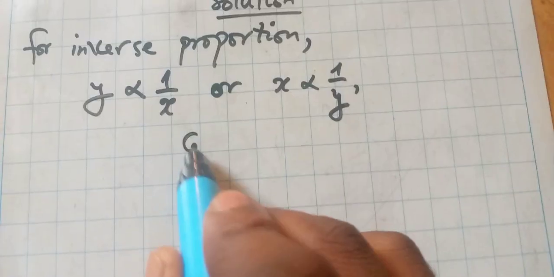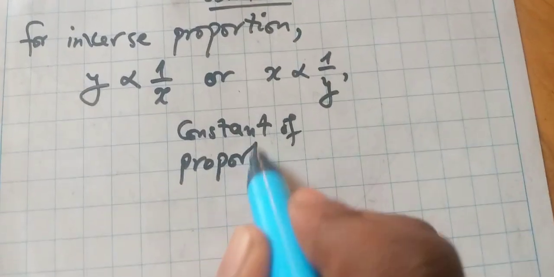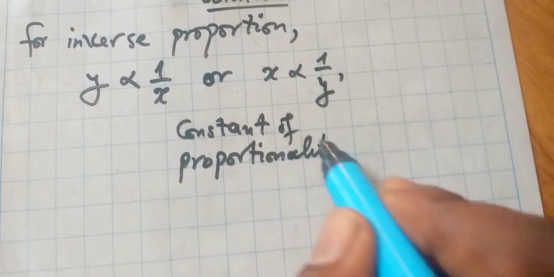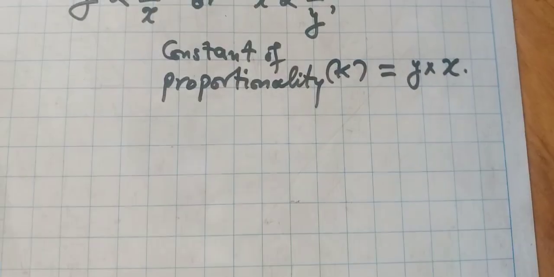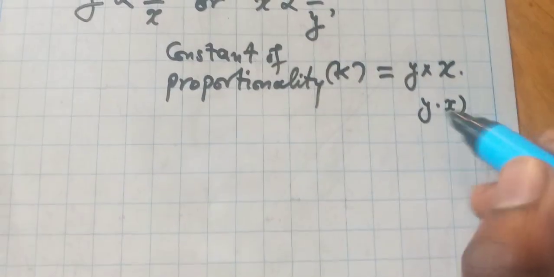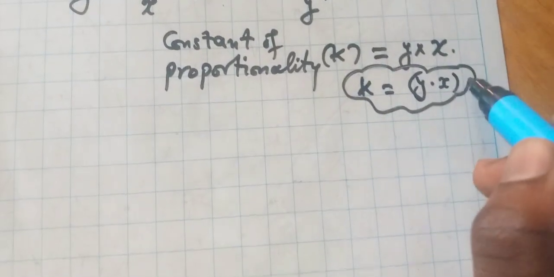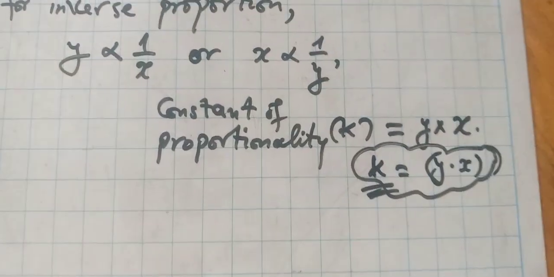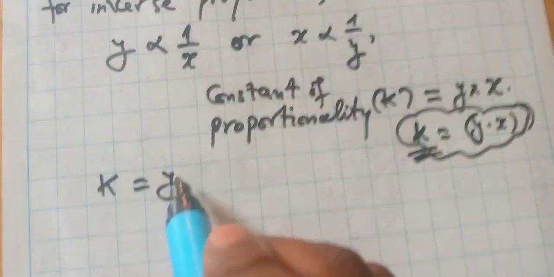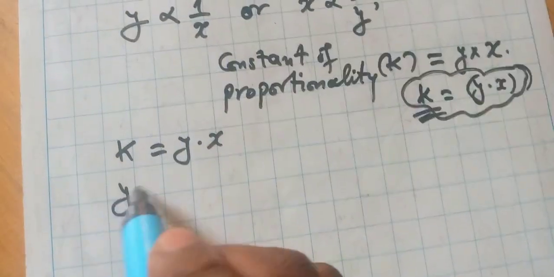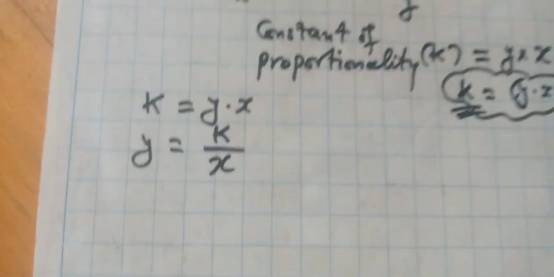the constant of proportionality, which is k, is equal to y times x. It is y times x. Right? This is the constant of proportionality. And from this simple equation of k, which is equal to y times x, we can find the value of y by taking the k dividing by x. This is how to find y.